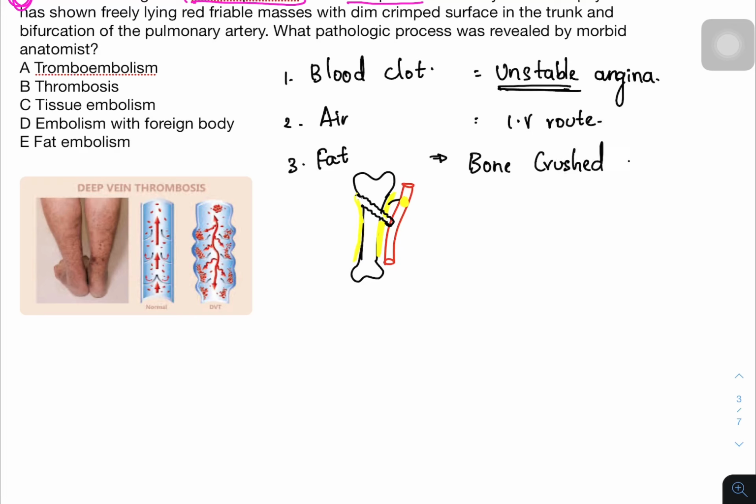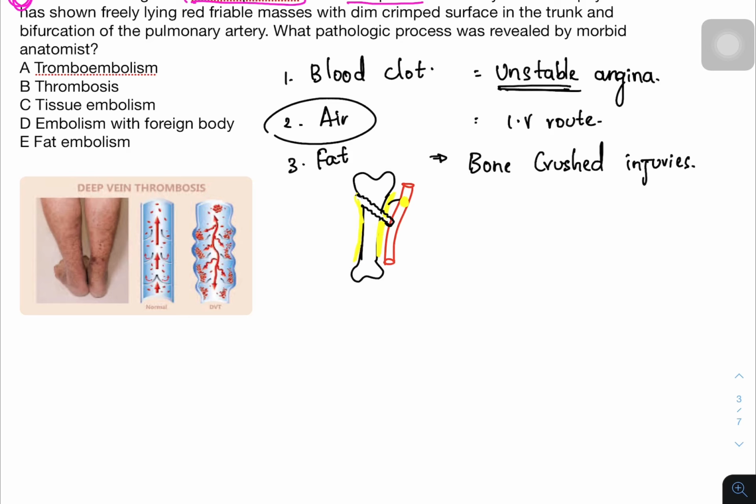In the question, for example, if they tell you that a patient was having a mild fever and we were giving him some solutions, after some time the patient died, it might be because of air embolism. If the question tells that a patient had a fracture of the femur bone, the patient was stable, and after some time the patient died, what might be the cause?